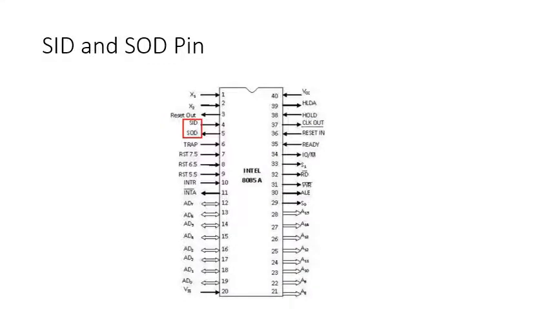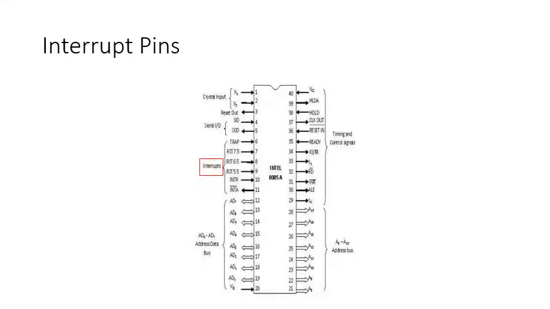Next we see about the serial input data and serial output data pins, pin number 4 and pin number 5. The serial input data pin is used to get input serially from the serial port of the 8085 microprocessor. It takes 1 bit input from the serial port of 8085. And similarly, the serial out data pin is used to send 1 bit of output from the 8085 microprocessor to the serial port. Next is about the interrupt pins.